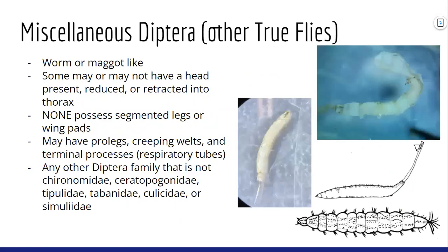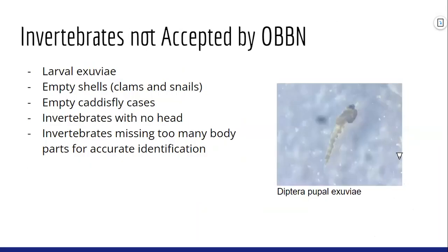Lastly, we have the miscellaneous Diptera, which is any other true fly that is not represented in the 27 groupings. They are maggot-like. Some may or may not have a head present, reduced, or retracted into the thorax. They will not have any segmented legs or any wing pads. They may have creeping welts or prolegs or terminal processes like respiratory tubes. So that is all of our 27 taxonomic groupings.